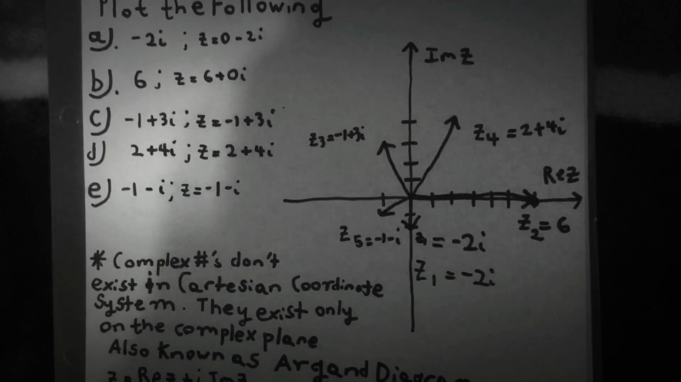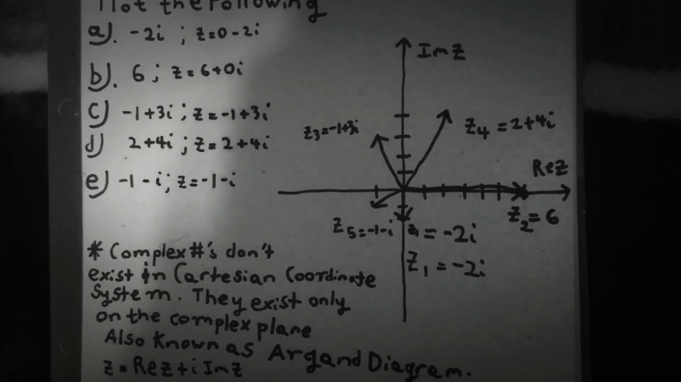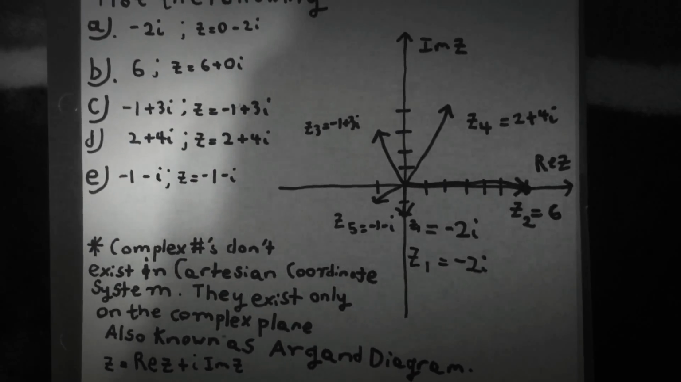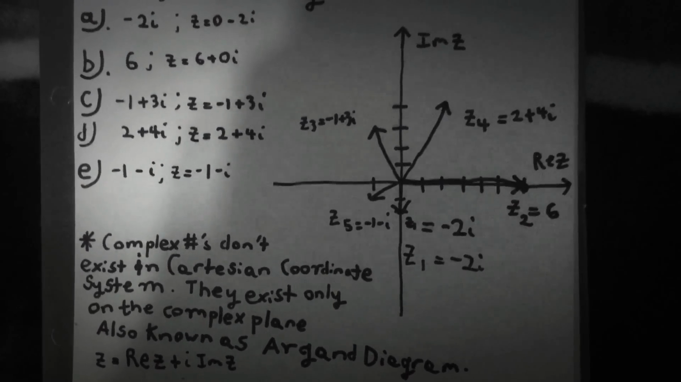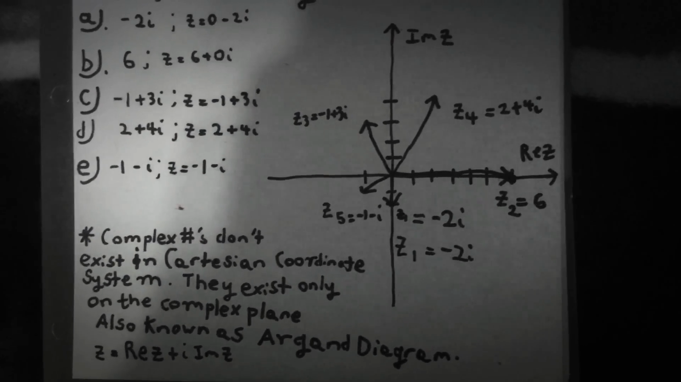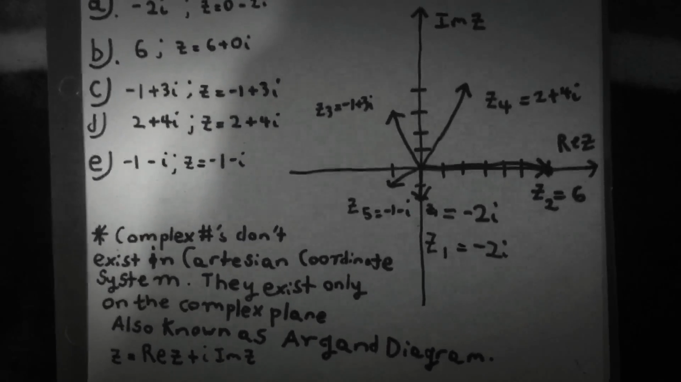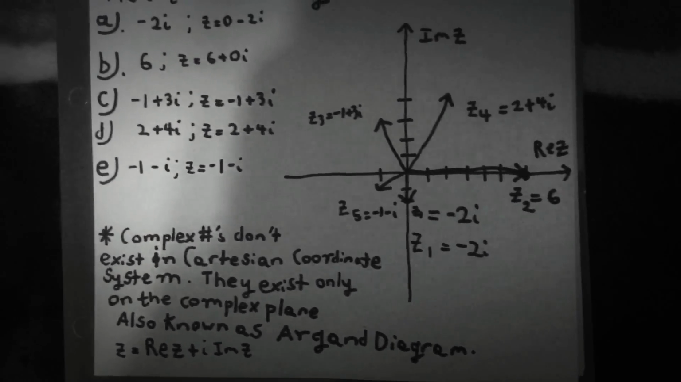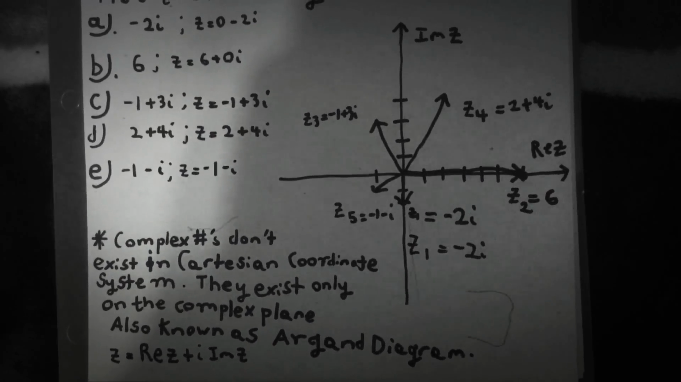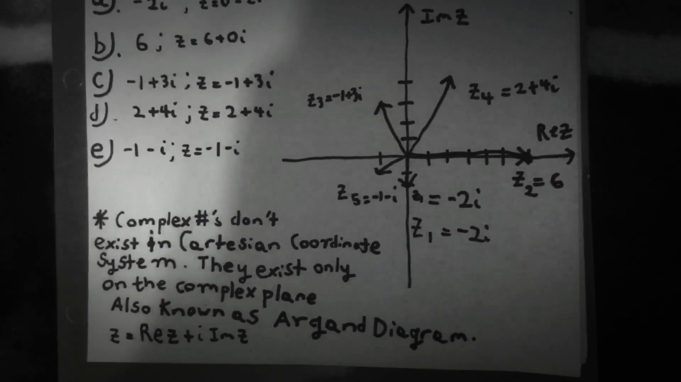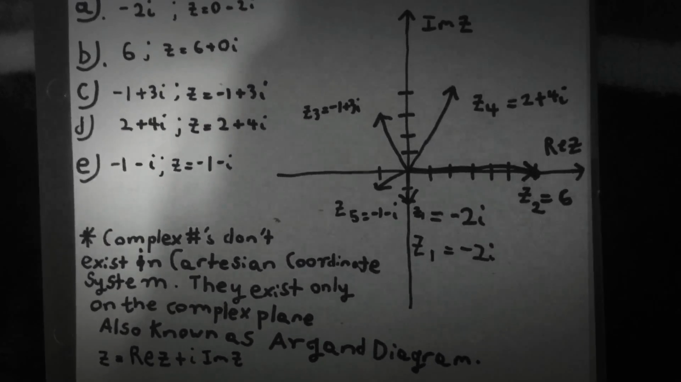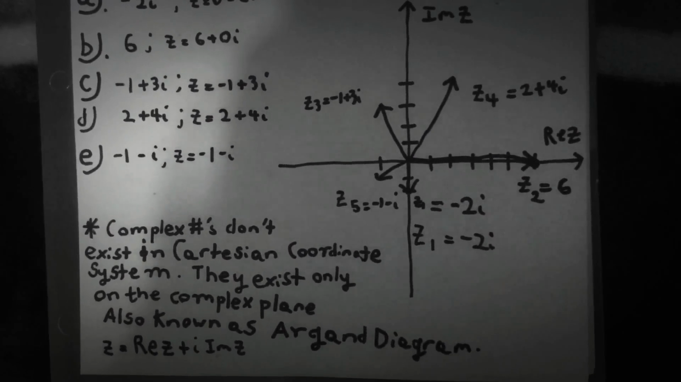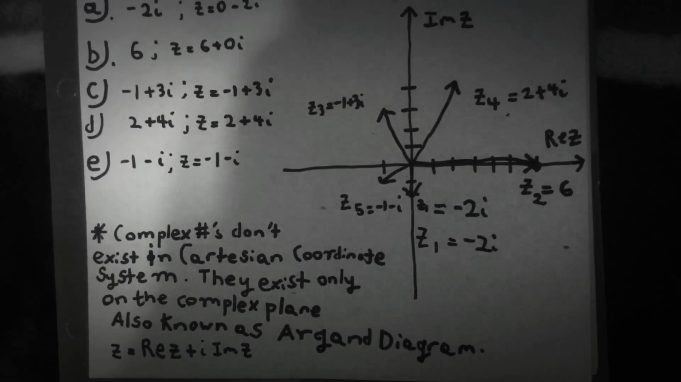Now for the last part, negative 1 minus i, that's in the third quadrant, both parts being negative. Negative to the left, negative downward. That is z5. Note, complex numbers don't exist in the Cartesian coordinate system, because in the Cartesian coordinate system, those numbers are real. They only exist on the complex plane, represented as the Argand diagram.